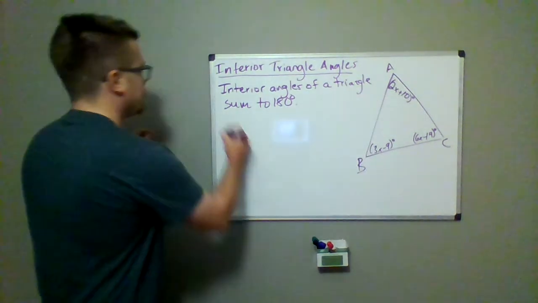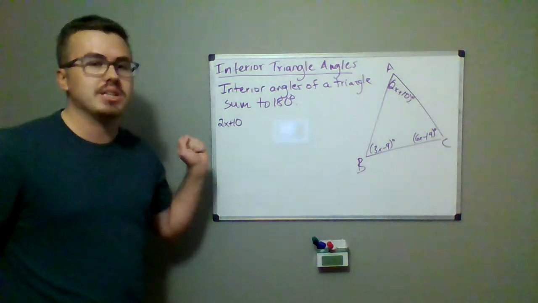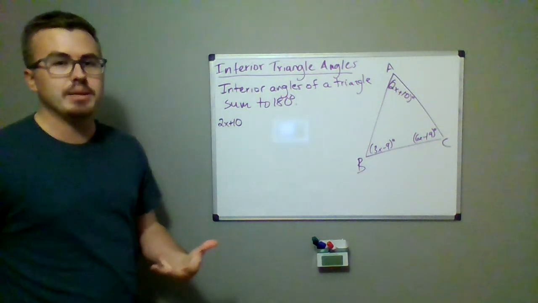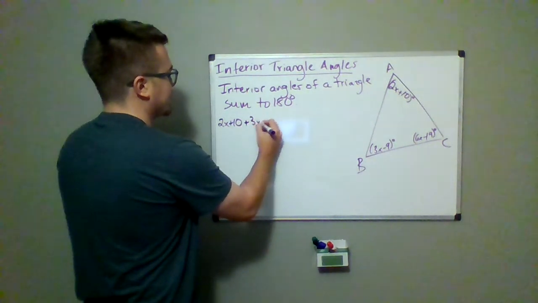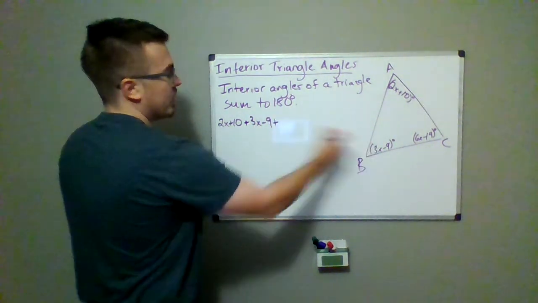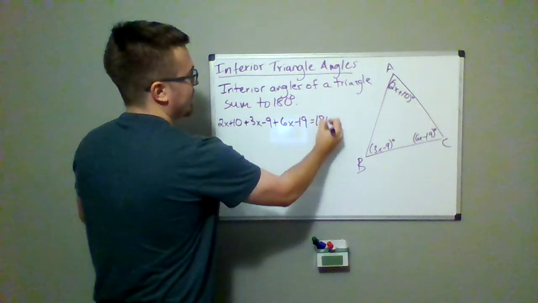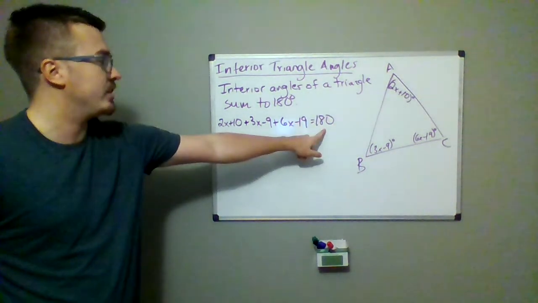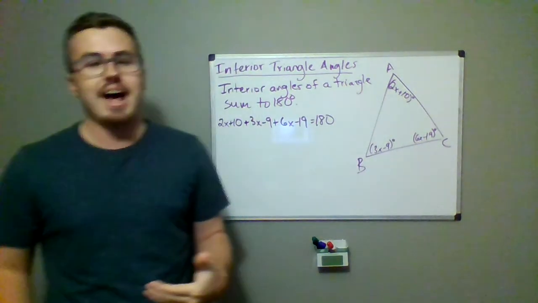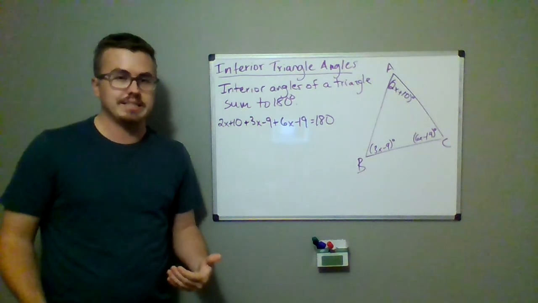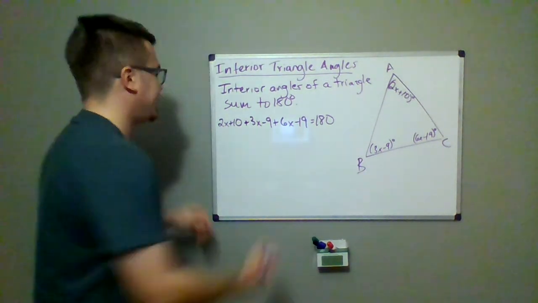I've got 2x plus 10. Since I'm just going to be adding them up, I'm just going to leave out the parentheses because I don't need them anymore. So I've got 2x plus 10 plus 3x minus 9 plus 6x minus 19 is going to give me a total of 180 degrees, because we said that all three of those angles have to add up to 180 degrees. So now I've got my equation. Now I've got to make my t-chart.